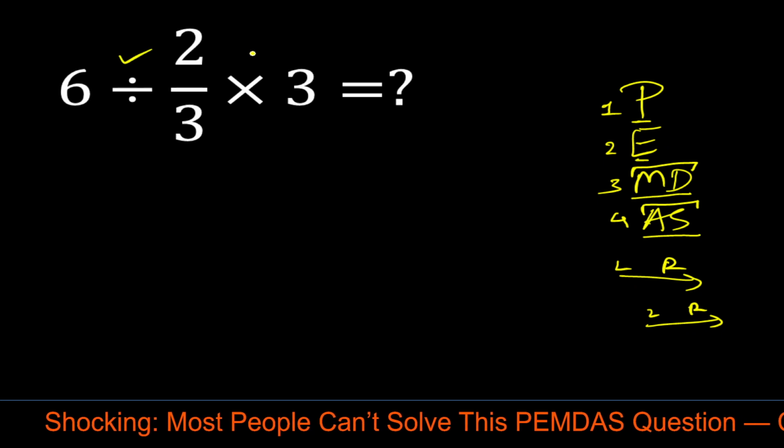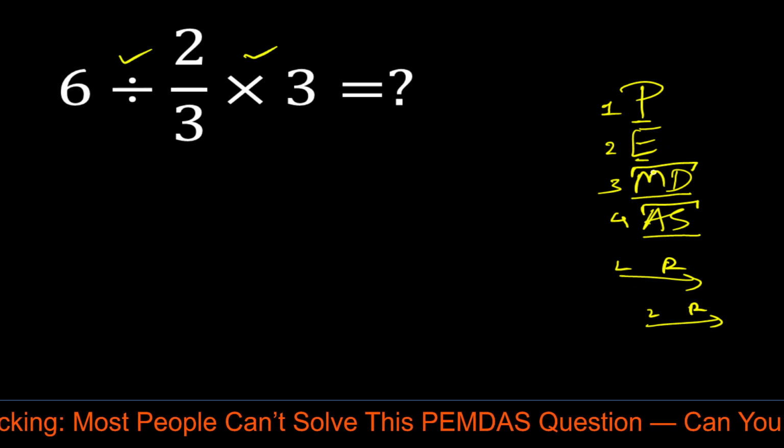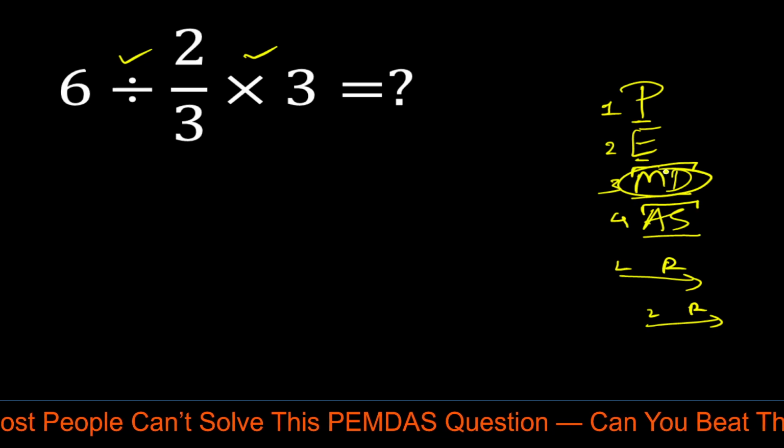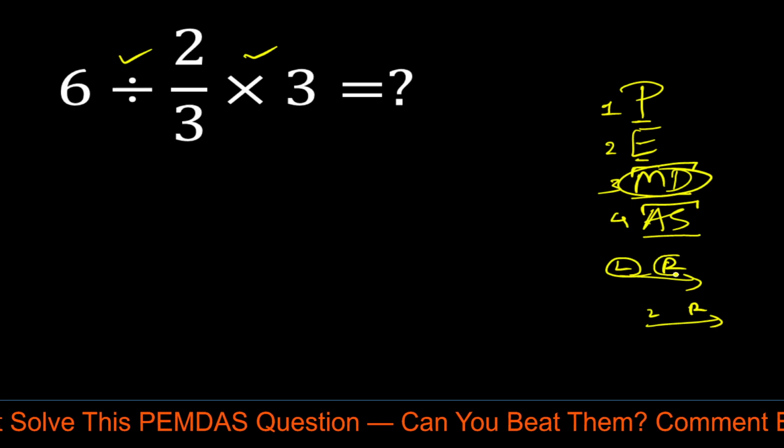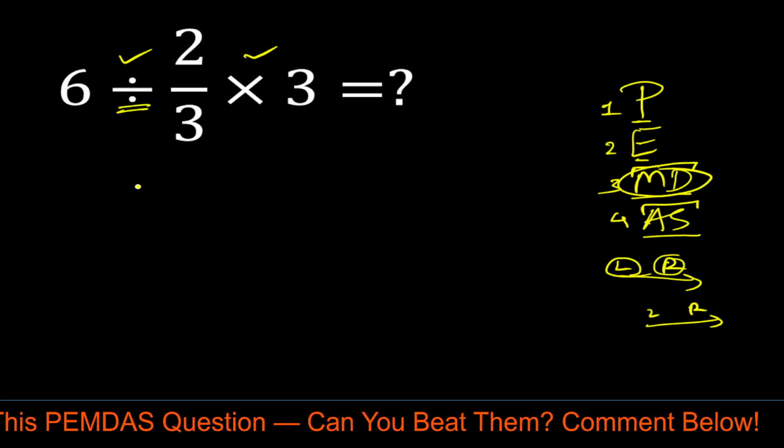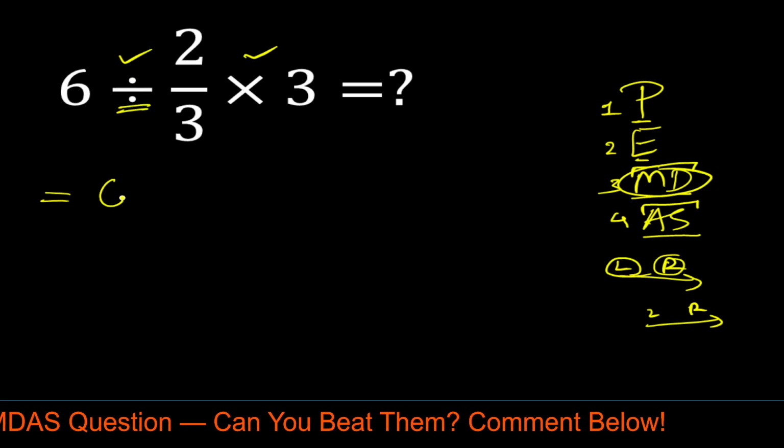So in this question here we have division and here multiplication. So multiplication and division both have equal priority, so we have to solve it from left to right. So first we have to solve this division, right? So now 6.